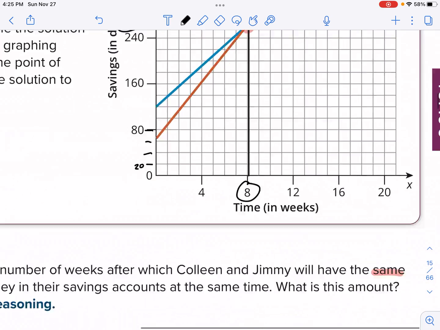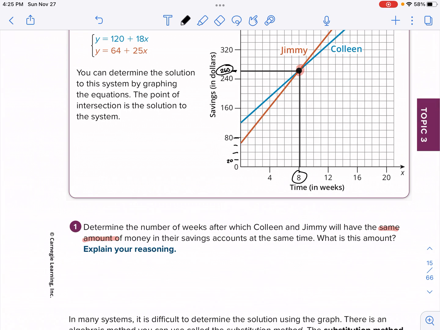But let's write that out for number one. So the graph shows that the lines intersect at 8 weeks. So we'll say at 8 weeks, I'll just put WKS, comma, it appears that both Jimmy and Colleen will have $260 in their accounts. Okay.